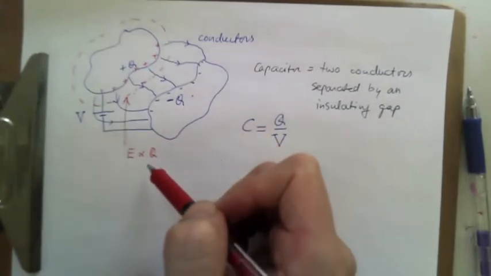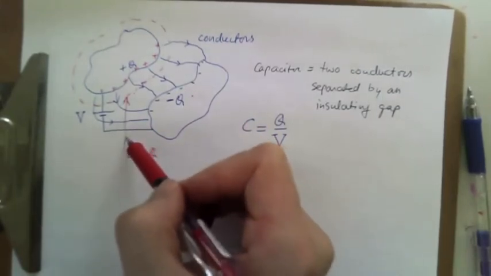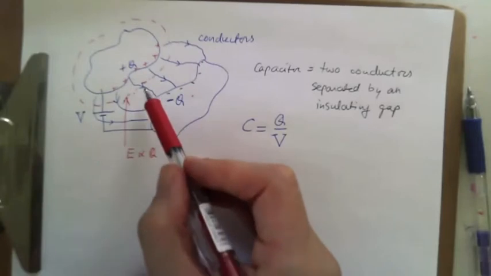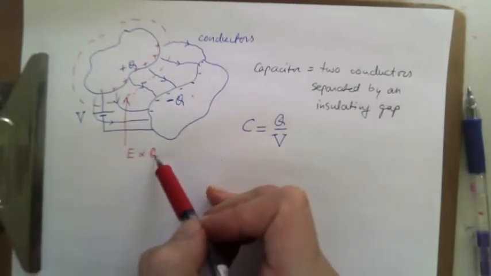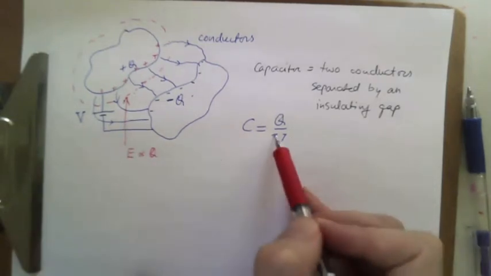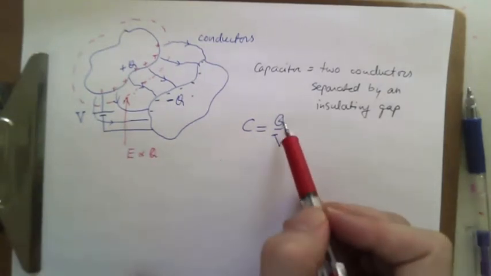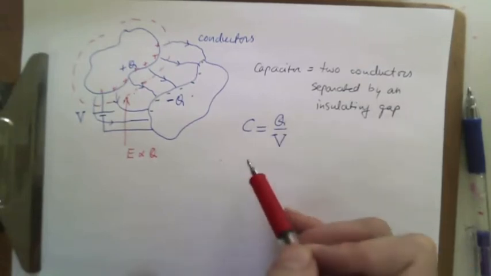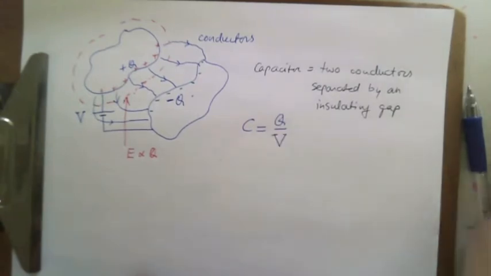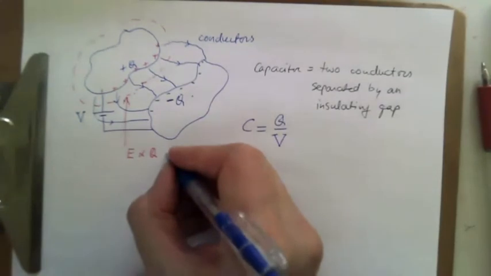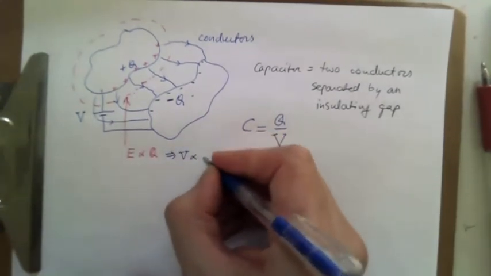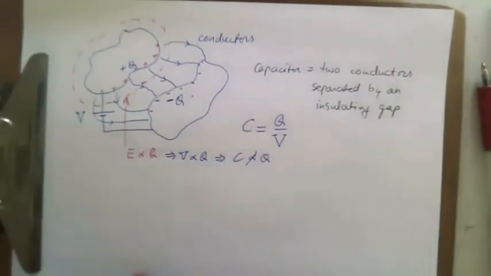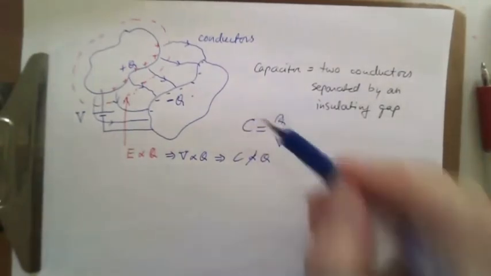All right. So because the electric field is proportional to Q, when we take the integral of the electric field over a distance, that too is going to be proportional to Q. So that means that voltage is going to be proportional to Q. So therefore, if you take Q divided by the voltage, you're going to get something that depends not on Q anymore. Because E is proportional to Q, V is proportional to Q, and therefore C is not proportional to Q anymore. So therefore, it makes sense to define the capacitance in this manner.